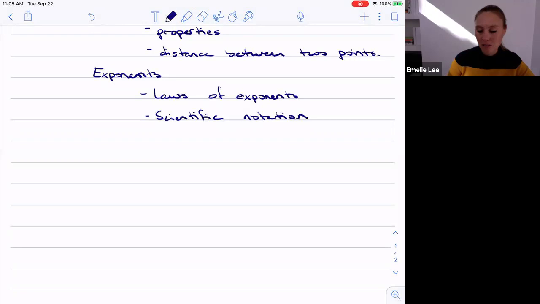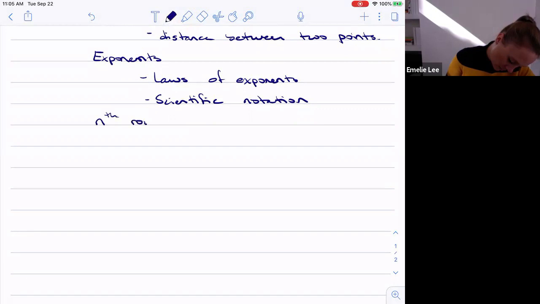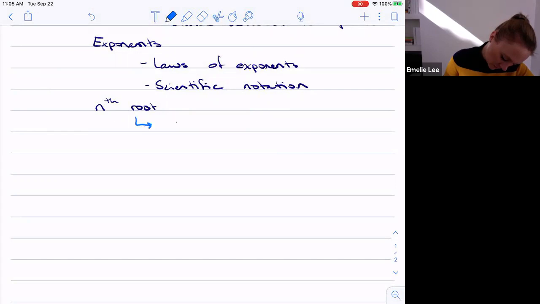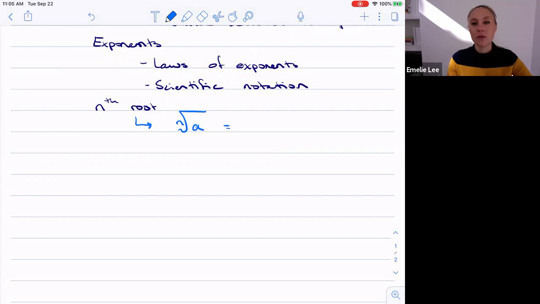And then we finished off by talking about the nth root. We didn't really talk much about it, but we did say that if I have the nth root of a, for example, on our calculator we can rewrite it as a to the power of 1 over n. This is how we calculate the nth root on our calculator. A lot of the time, we're going to rewrite the nth root as just an exponent, and that's why we have to be so comfortable with the laws of exponents.